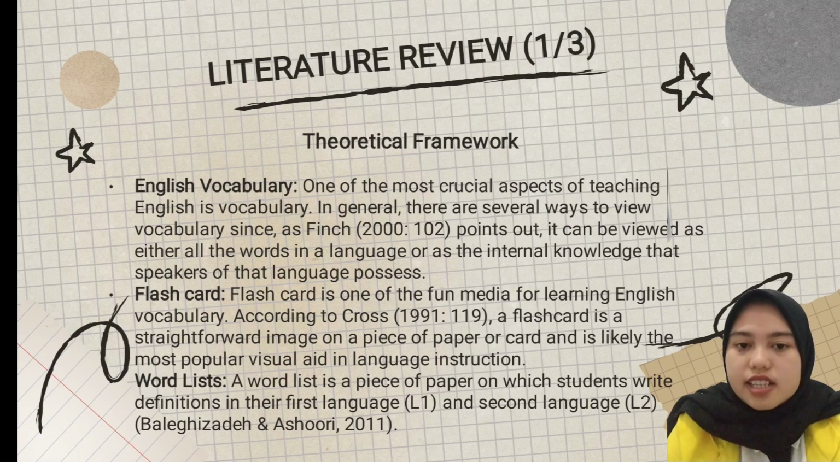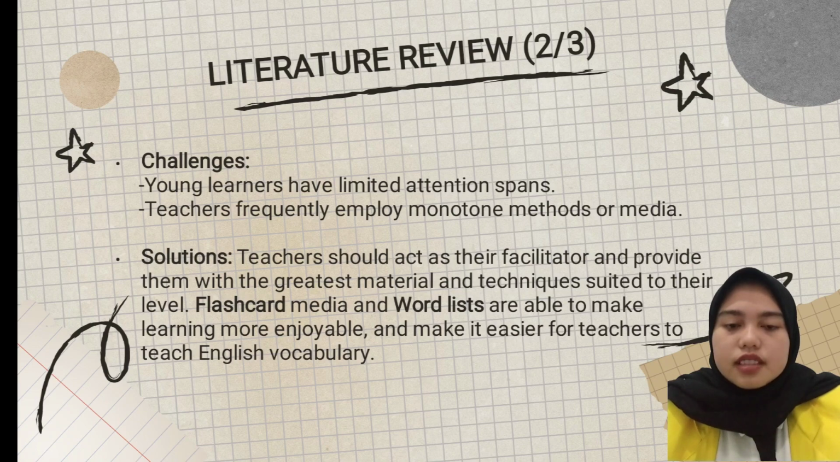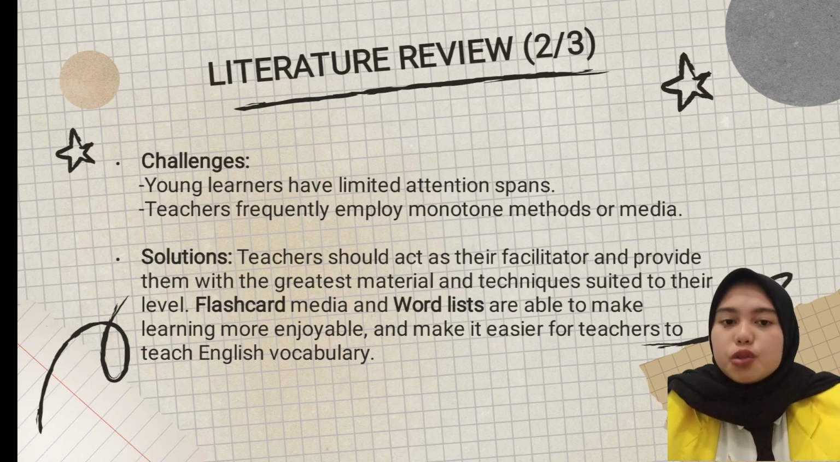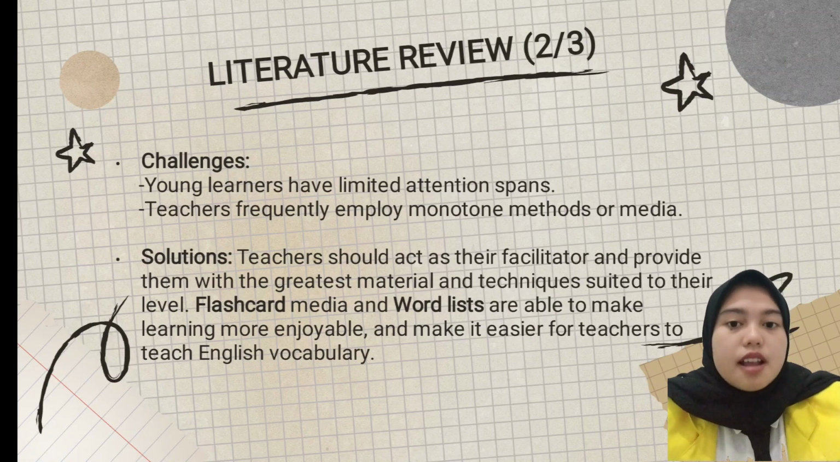And the last is word list. A word list is a piece of paper on which students write definitions in their first language and second language. It is according to Baligazadeh and Astori 2011. The fourth is the challenges. There are two challenges. The first is that young learners have limited attention spans. The second one is that teachers frequently employ monotone methods or media. And the last is solutions.